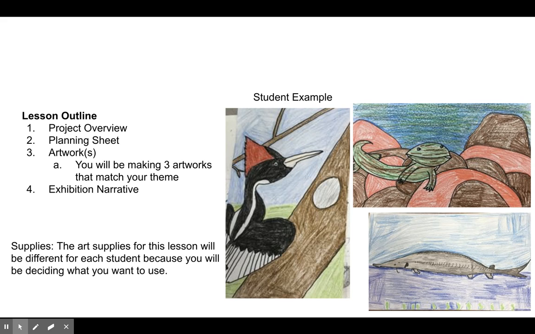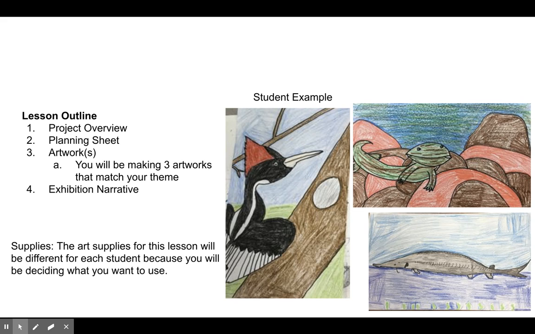Now, on the other side of the slide, I have a student example. This person picked the theme of animals, and you can see they used colored pencil for each drawing. They did 3 drawings of different animals that live in different environments. You have a bird, a salamander, and a fish, showing different environments and the animals that live in them. So they chose animals, drew a picture of each animal, and colored it.